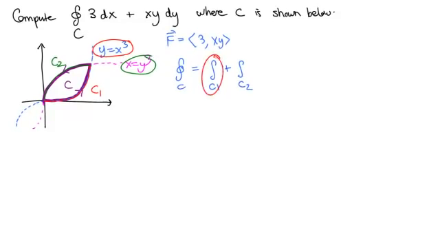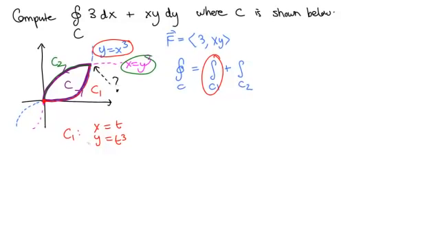Let's focus on the line integral over C1 first. Now notice that C1 can be parameterized by the equations x equals t and y equals t cubed, since I'm on this particular curve. When time is equal to 0, we'll hit the point 0, 0. What about this place where these two curves meet?